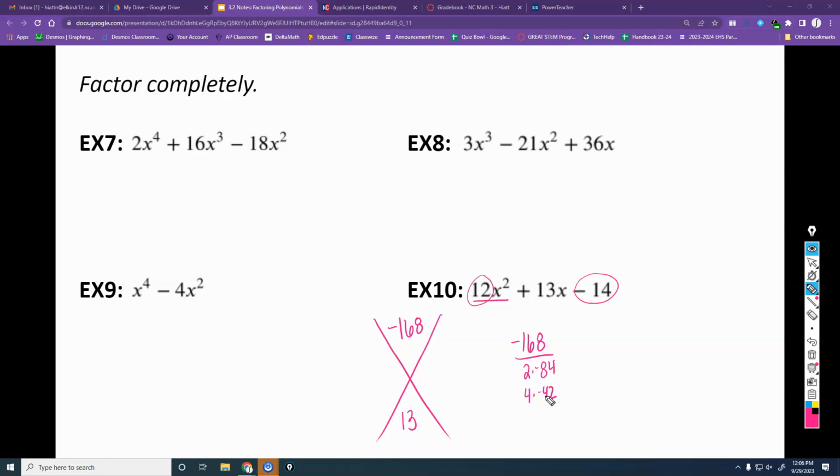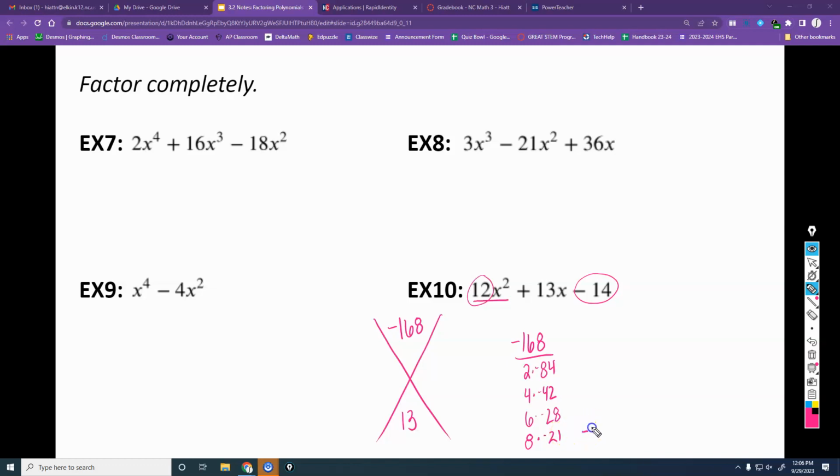Wonder if 6 goes into it. Yeah. 6 and negative 28. Negative 68 divided by 8. 8 and negative 21. There's the one that I need right there, because 8 plus, well, almost the one I need. 8 plus negative 21 would give me negative 13.